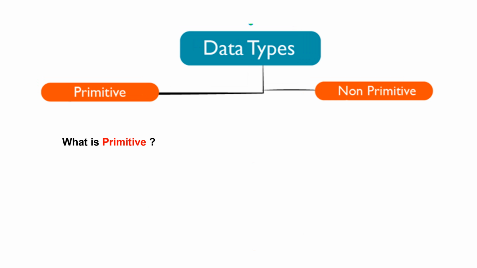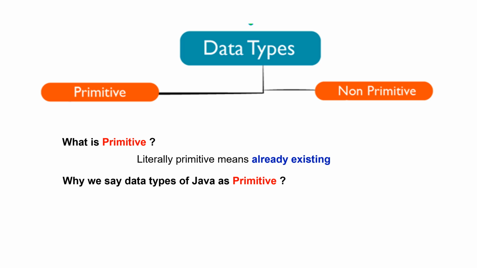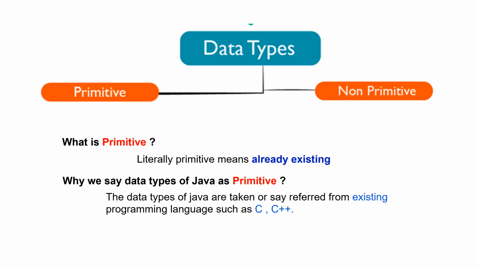If you ask me the question, the literal meaning of primitive is already existing. So why do we need to say the data types of Java are primitive? It's because the data types of Java are taken from existing programming languages such as C and C++. If you look into the data types of C and C++, you could find almost 32 data types available, say signed integer, unsigned integer, and so on.